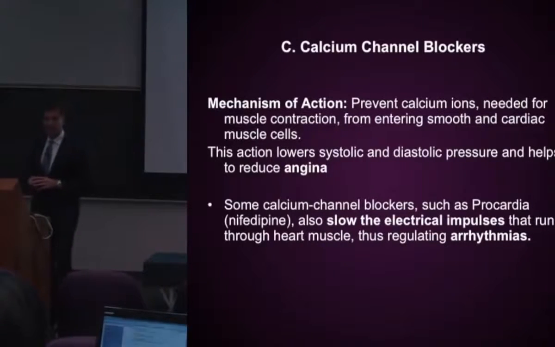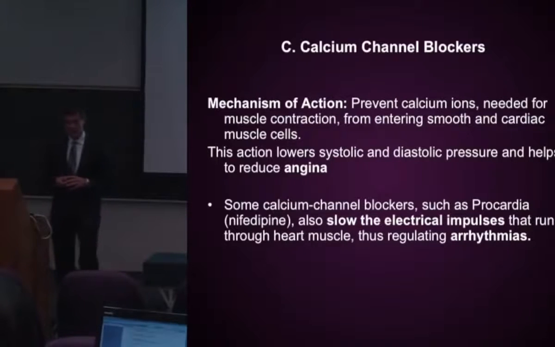It prevents calcium ions needed for muscle contraction from entering smooth and cardiac muscle cells. So the action now is going to lower both systolic and diastolic pressure and also help to reduce angina. Some calcium channel blockers, such as Procardia or nifedipine, also slow the electrical impulses that run through the heart. Thus, they're also used as anti-arrhythmic agents as well. Where people have arrhythmias, they sometimes will give them calcium channel blockers as well.